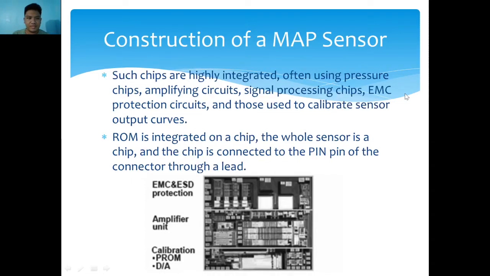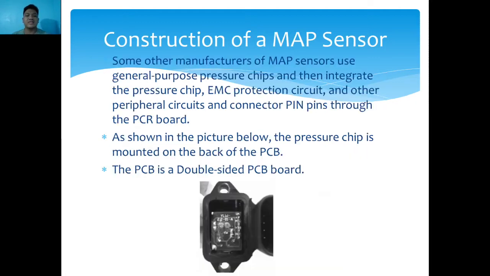Such chips are highly integrated, often using pressure chips, amplifying circuits, signal processing chips, EMC protection circuits, and those used to calibrate sensor output curves. ROM is integrated on a chip. The whole sensor is a chip, and the chip is connected to the pin of the connector through a lead.